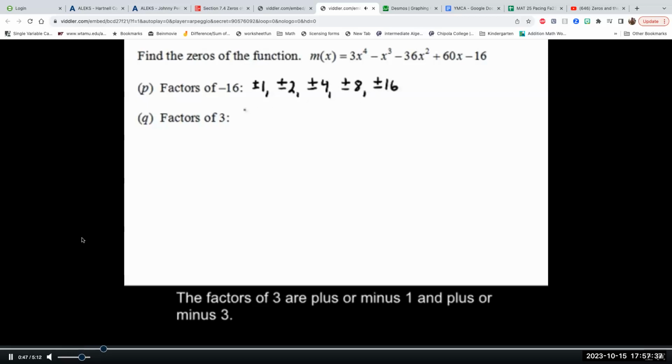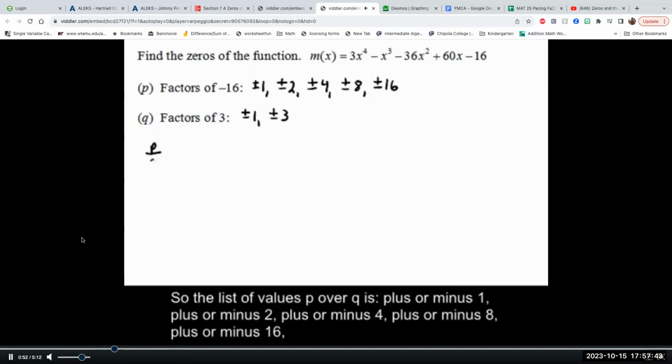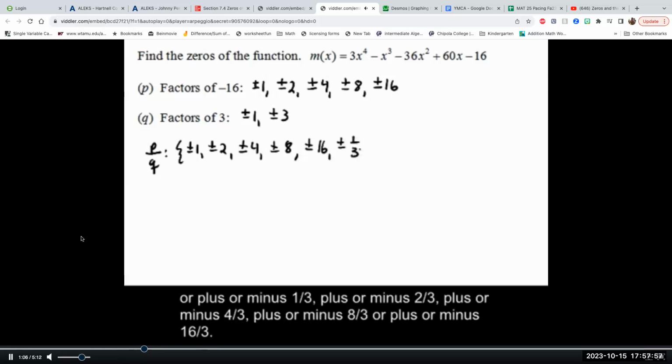The factors of 3 are plus or minus 1 and plus or minus 3. So the list of values p over q is plus or minus 1, plus or minus 2, plus or minus 4, plus or minus 8, plus or minus 16, or plus or minus 1/3, plus or minus 2/3.